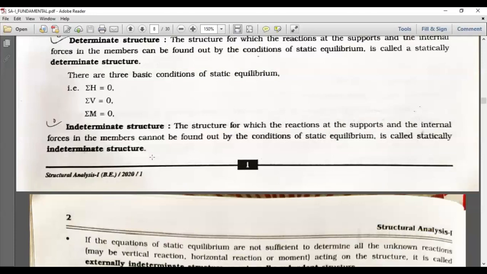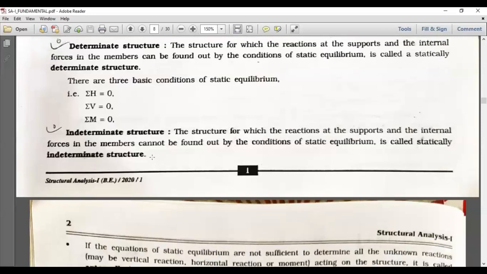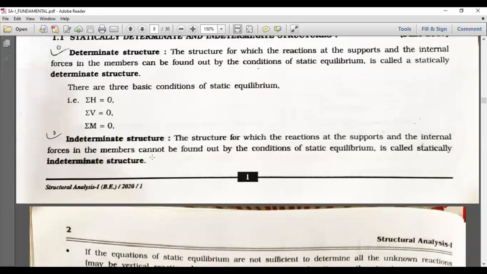Indeterminate structure: the structure for which the reactions at the support and the internal forces in the member cannot be found out by conditions of static equilibrium is called a statically indeterminate structure. There is a similar definition but with a little change. Let us revise it. The structure for which the reactions at the support and the internal forces in the member cannot be found out by the conditions of static equilibrium is called a statically indeterminate structure.